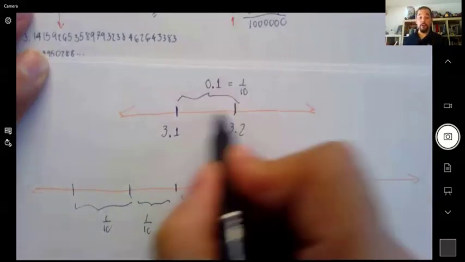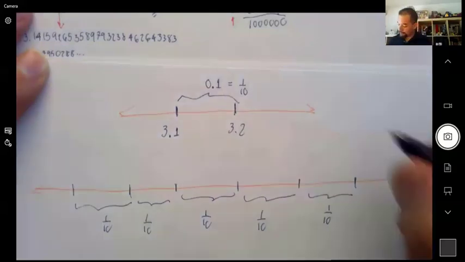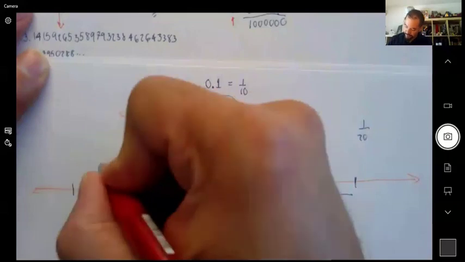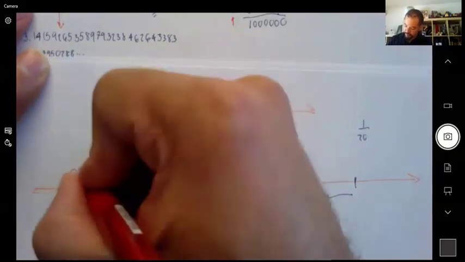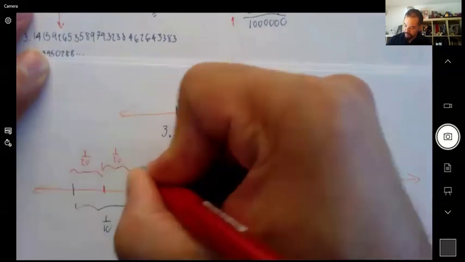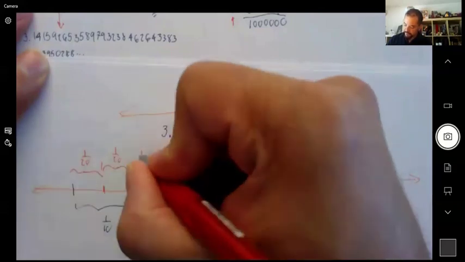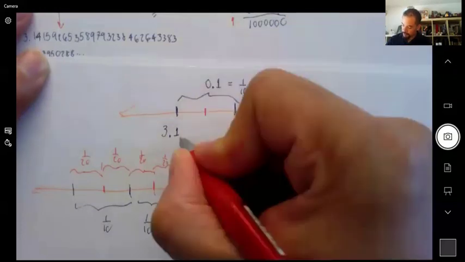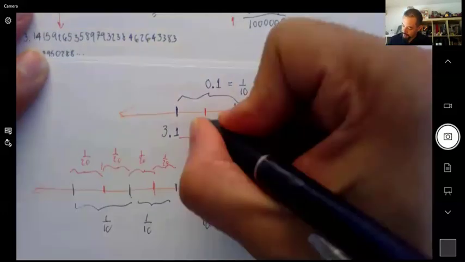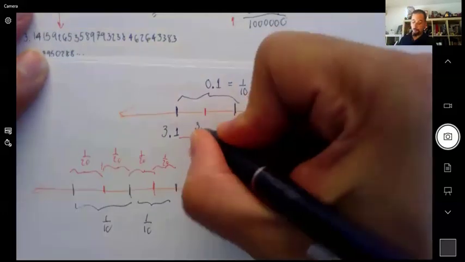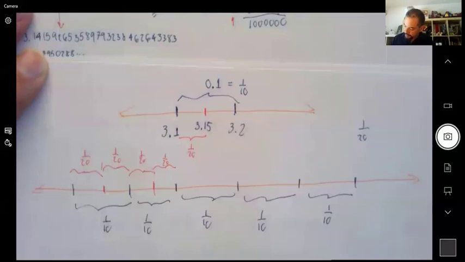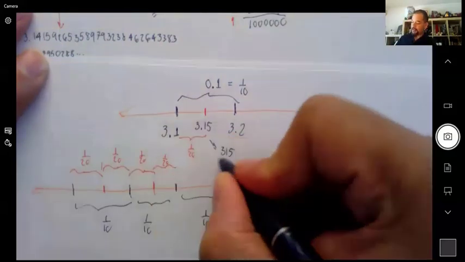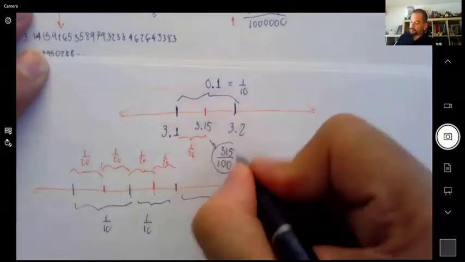But if I use a smaller number, if I use 1/20, now from here to here is 1/20, right? From here to here is 1/20, from here to here is 1/20. Now they're half as big. So now it works. I'm going to find somewhere here where this distance is 1/20, and that one works. This is 3.15, right? This is a rational number because this is 315 divided by 100. That is my rational number that falls in between these two.